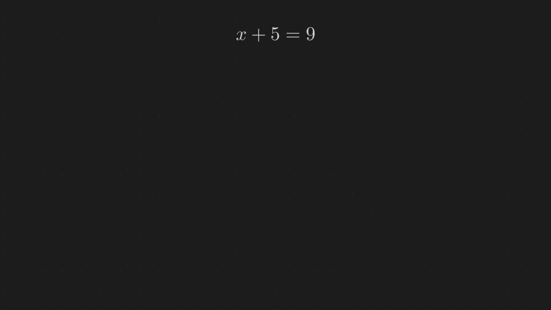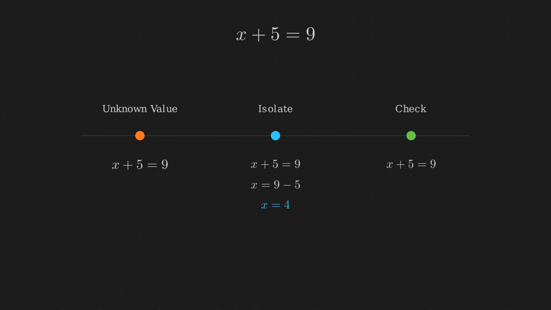Every linear equation has a variable in it, and that variable represents a value we do not know yet. Solving a linear equation means finding the exact value. Today we're going to learn how to do that by isolating the variable and checking if our solution is correct.